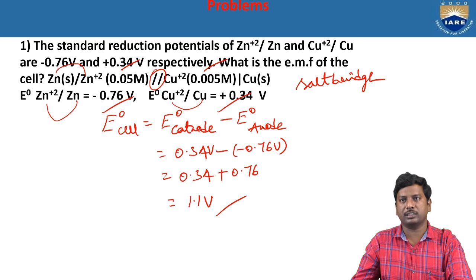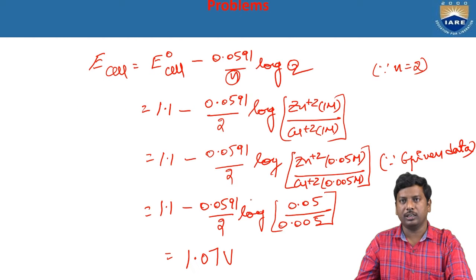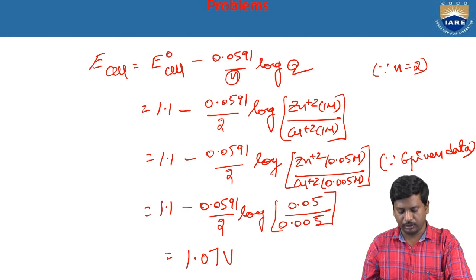They ask, the standard reduction potentials are minus 0.76 and 0.34 respectively, and what is the EMF of the cell? The EMF of the cell should be equal to 1.1 volts, and that should be substituted in the Nernst equation. Finally we got 1.07 volts. So this is the solution for model problem 1.